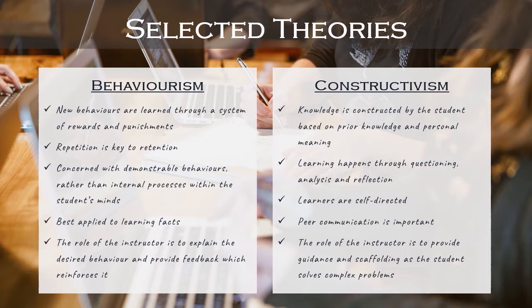Now, behaviorism is basically a stimulus response type theory where the learner is essentially conditioned into desirable behaviors through reinforcement. The idea of learning there is that new behaviors are learned through a system of rewards and punishments. So the student gets positive feedback for doing what is correct and negative feedback for doing what's not correct. Repetition is key in this situation. So the more the student does the behavior, the better they perform.